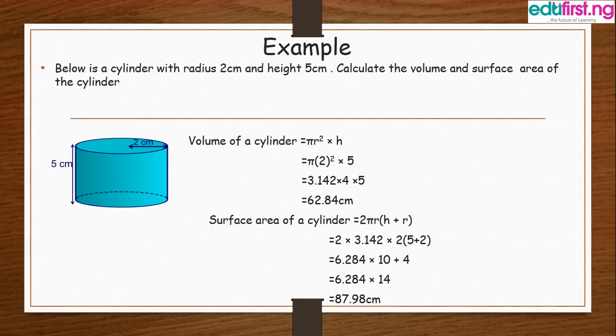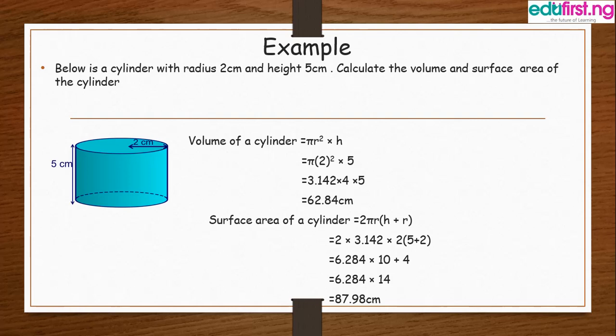Our pi, which is 3.142, multiplied by 4, which is our radius 2 raised to power 2, because the radius is raised to power 2, multiplied by 5, which is the height. If we expand this, it gives us 62.84 cubic centimeters. So 62.84 cubic centimeters is the volume of a cylinder with radius 2 centimeters and height 5 centimeters.